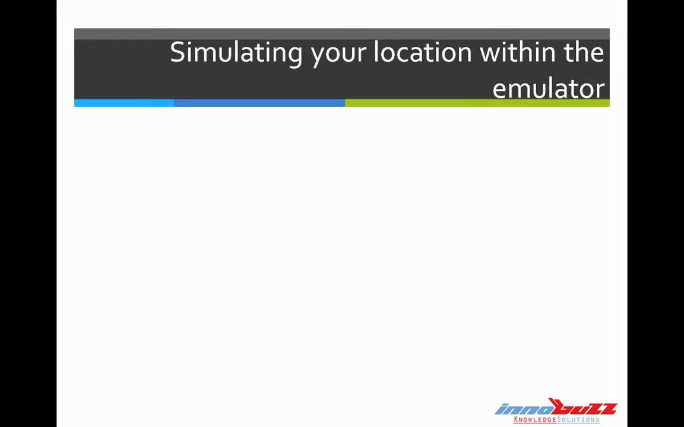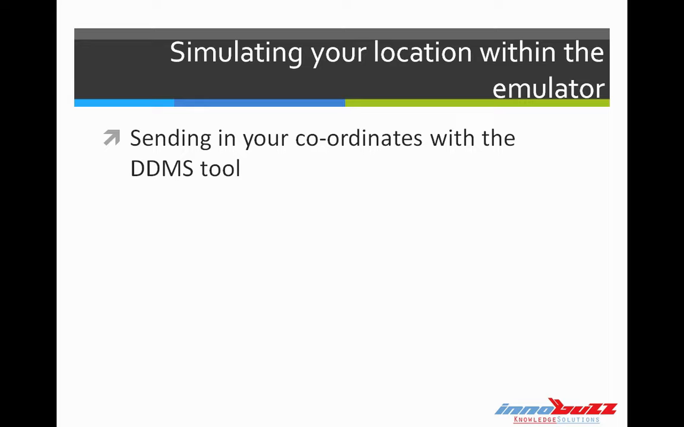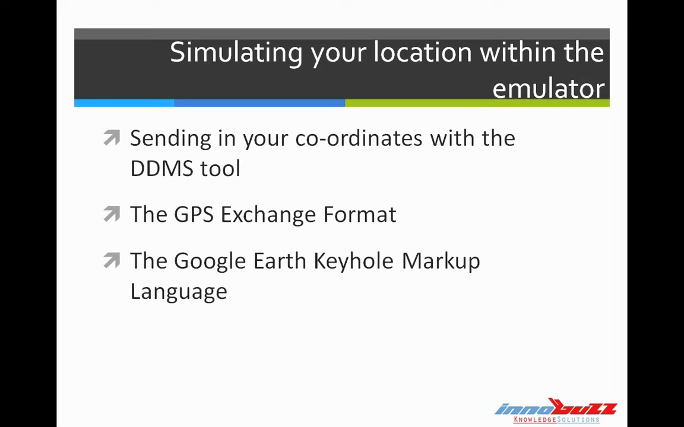Simulating the location within the emulator. The location can be simulated within the emulator by the following methods: sending in the coordinates with the DDMS tool, the GPS exchange format, and the Google Earth keyhole markup language format.